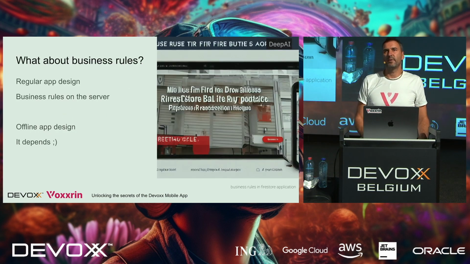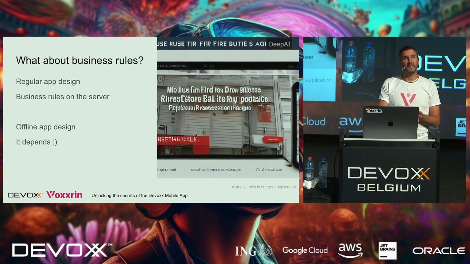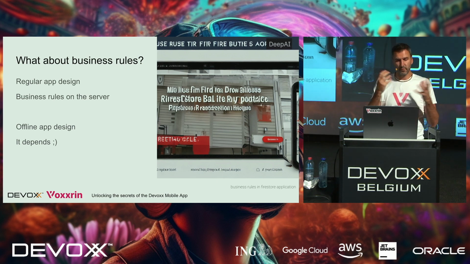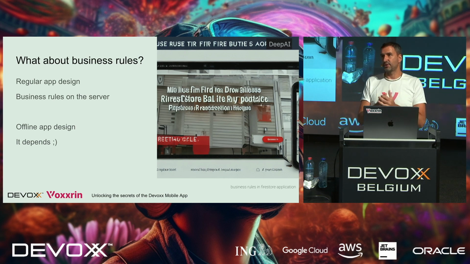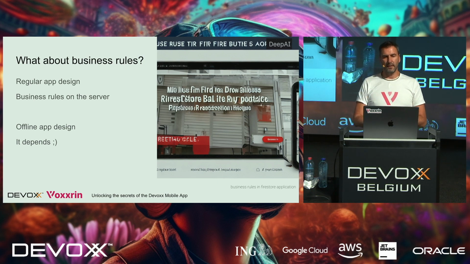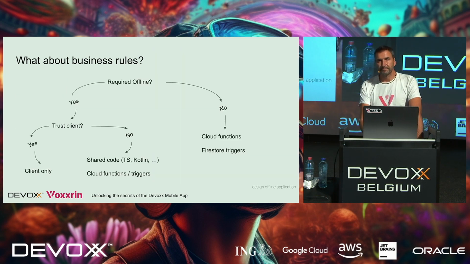Well, that's it, but what about business rules? If I say that I've just designed my application as if it was a local application with a local database, this is fine when you think about an application which is used for one user. But when you want to deal with several users, you need to deal with business rules, and sometimes it's not that easy to design that for offline. In regular app design, usually you've got all your business rules on the server. If you design for offline, well, it depends.